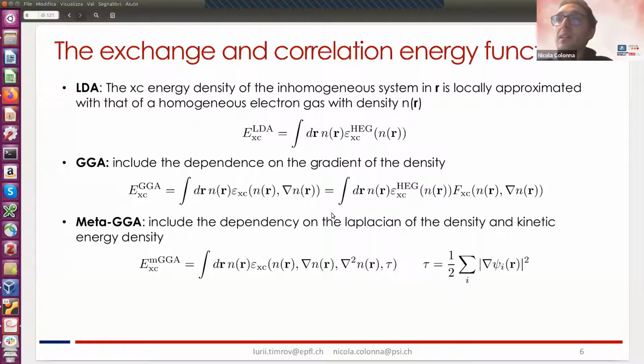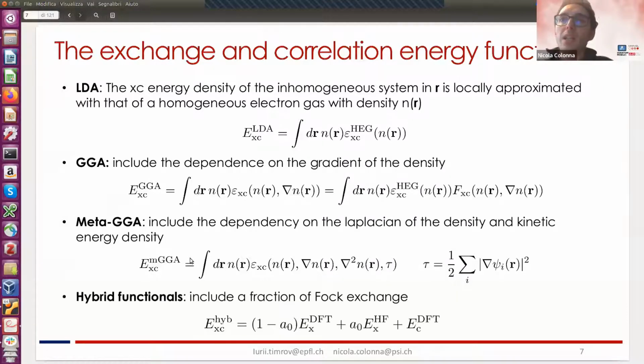You can do even better, including extra degrees of freedom, and this is what Iurii is going to show you later on. For instance, the Laplacian of the density, or the kinetic energy density, and this is named meta-GGA functional. And again, you have many of those. In particular, you'll see how to use the famous SCAN functional. And finally, we will also discuss hybrid functionals that essentially mix a fraction of Fock exchange with the local exchange, as Professor Kronig explained this morning.